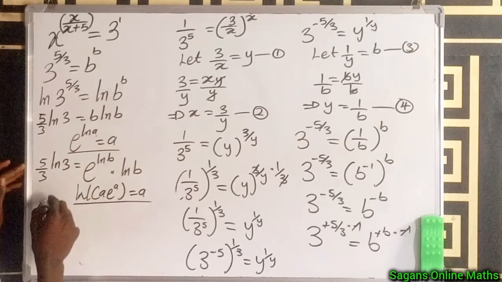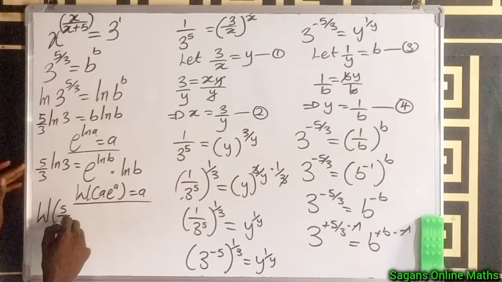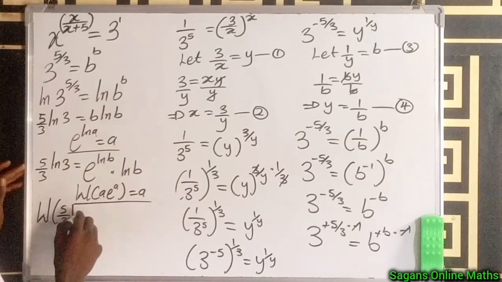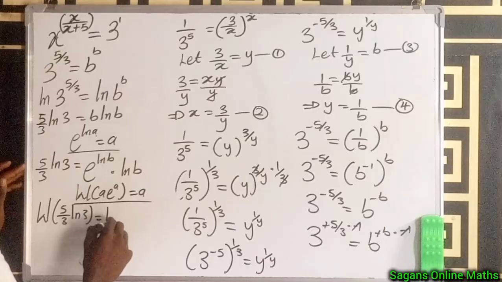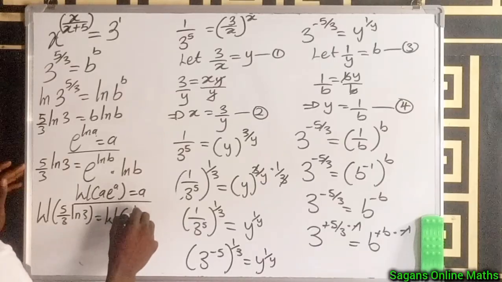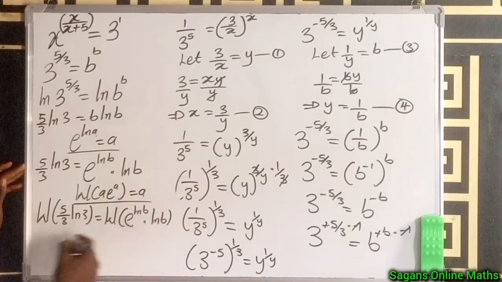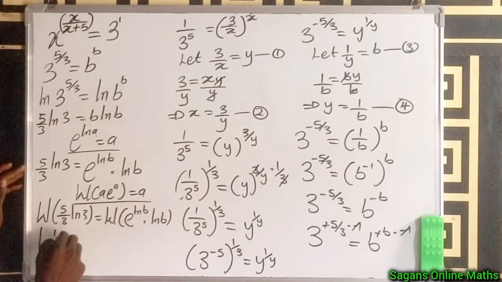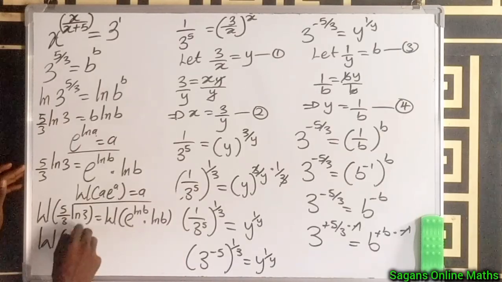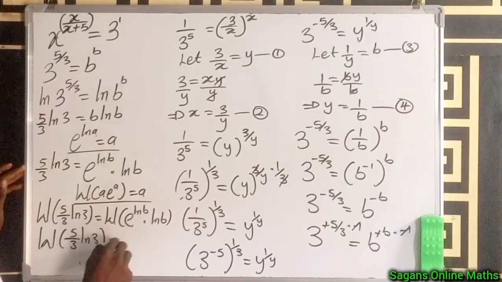This is another property we have to obey here. It means that the derivative function of 5 divided by 3, ln 3, is equal to the derivative function of e to the power of ln b multiplied by ln b. And the outcome of this will become 5 divided by 3, then ln 3 equals ln b.